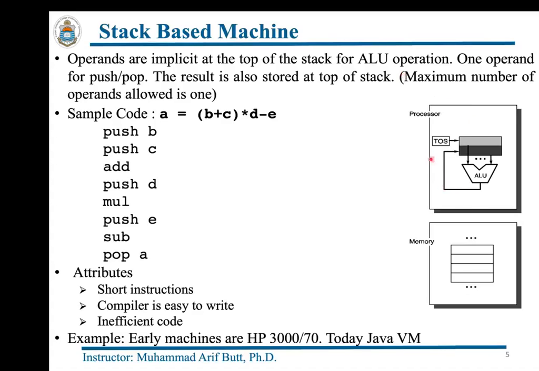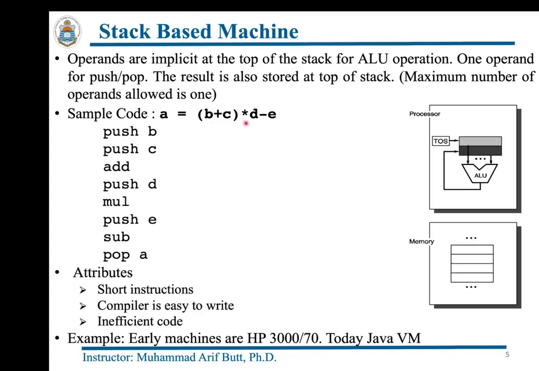In this diagram you can see this is the processor, this is the stack, the ALU, and this is the memory. The ALU gets both the operands from the top of the stack, and finally the ALU places the result back on the top of the stack. The maximum number of operands allowed is 1.